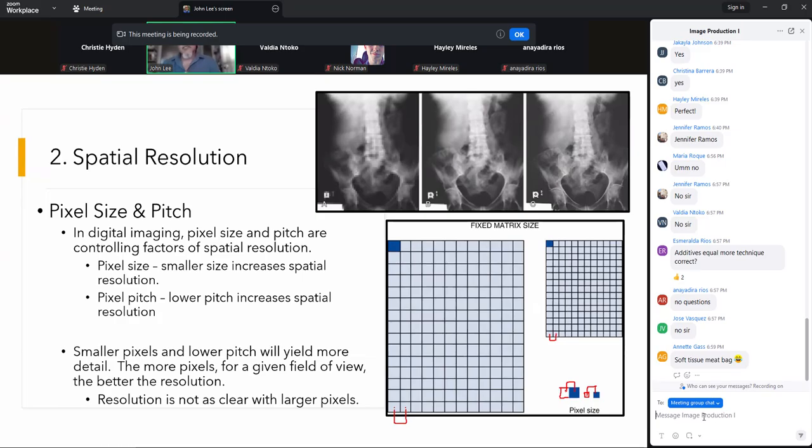Okay, the pixel is smaller, but because the pixel pitch didn't change, resolution does not increase. We're going to have the same bit of information in each one of these pixels that we would have in these larger ones. So it's a combination of the pixel size and a lower pitch which will increase spatial resolution. Merely lowering the pixel size, if we don't change the pixel pitch as well, spatial resolution doesn't change.